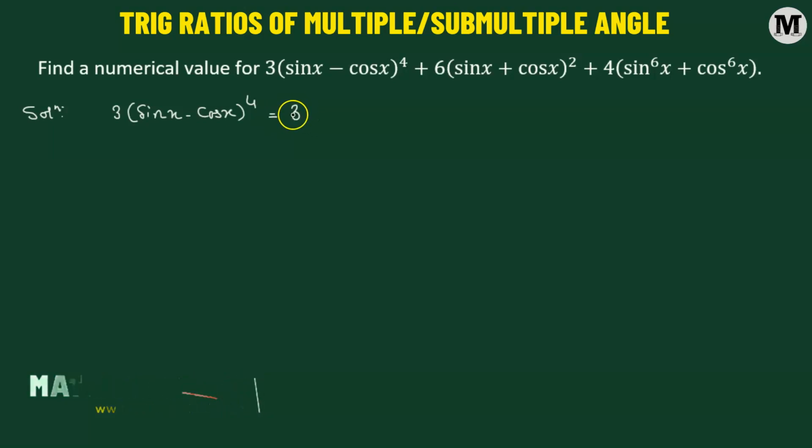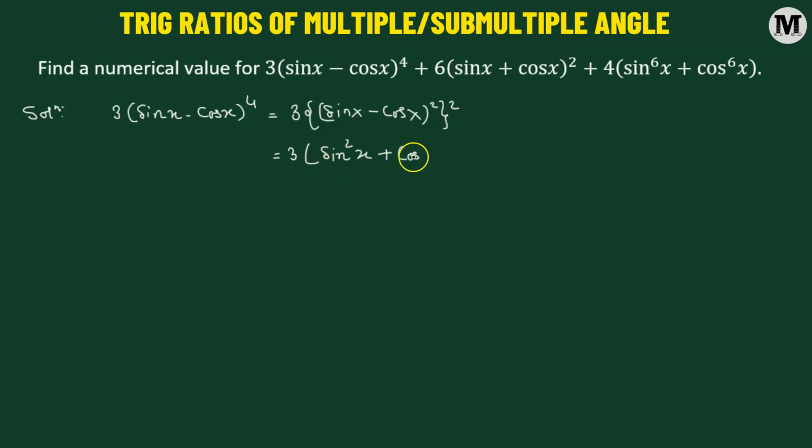Now what we'll do, we're going to rewrite it as 3 times sine of x minus cosine of x whole squared, whole raised to the power of 2. We're going to expand sine x minus cosine of x whole squared. That's going to give us sine squared x plus cosine squared x minus 2 times the product of sine x times cosine x, and then square this value. That will be equal to 3 times. Now sine squared x added to cosine squared x is an identity with a value equal to 1.